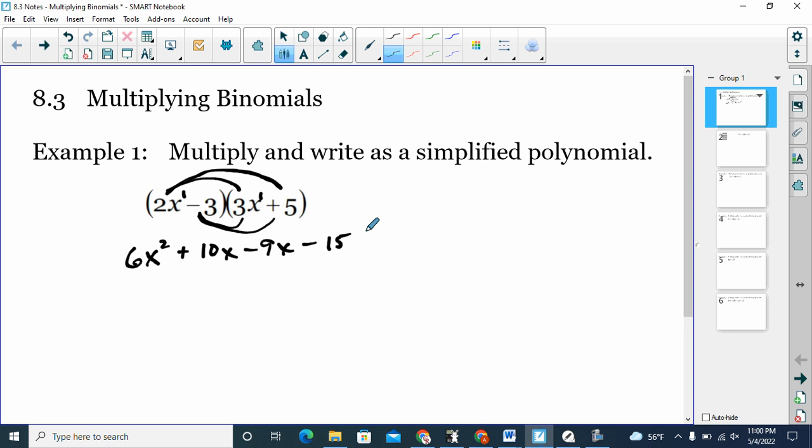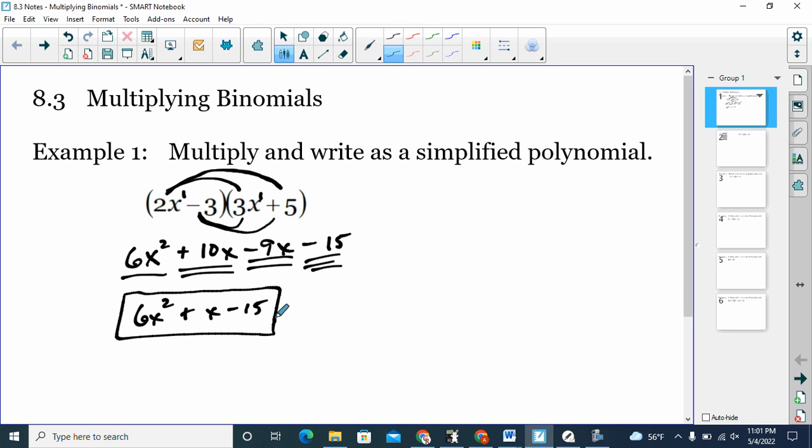From there, we want to combine our like terms. 6x squared doesn't have any terms to combine with, so we're just going to rewrite this 6x squared. The x's, I've got plus 10x and minus 9x. Plus 10x minus 9x is plus 1x. And then I've got this minus 15. There's nothing I can combine that with, so we just leave it as minus 15. And that is our answer.